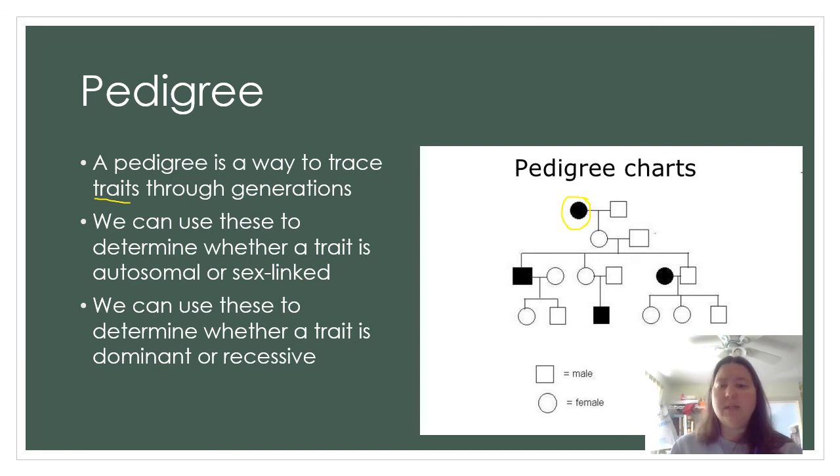What pedigrees do is, if we have a circle, that means it's a female. A circle is a female, a square is a male, and then a filled in square means that male has it, and a filled in circle means that female has it. Another thing that you'll see in pedigree charts, especially for sex-linked, is that it's half filled in. That half filled in means that person is a carrier, but we'll talk a little bit more about that in the next lecture.